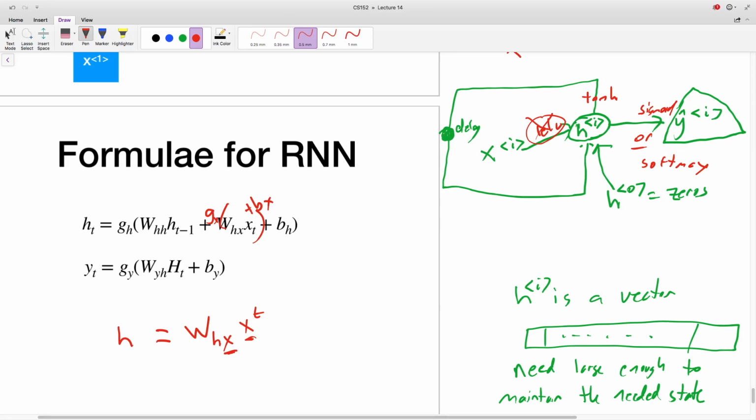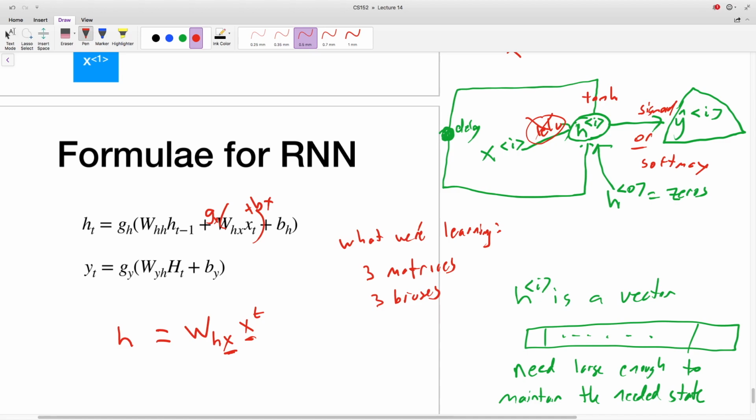And then our Y output is G of Y times our weight matrix: Y is output, H is input, H of T, plus BY. So what are we learning? We do our gradient descent. What's being learned here? Three matrices and three biases.